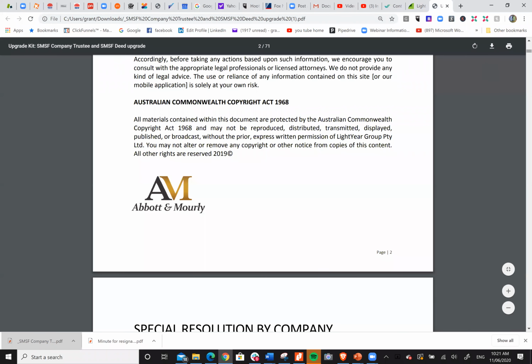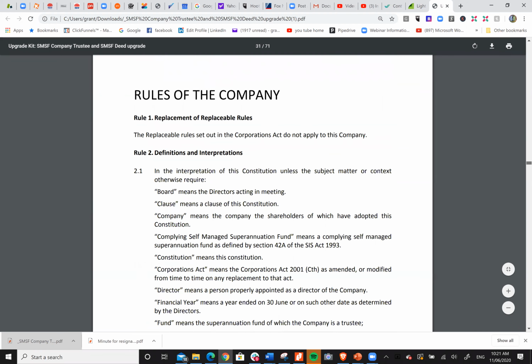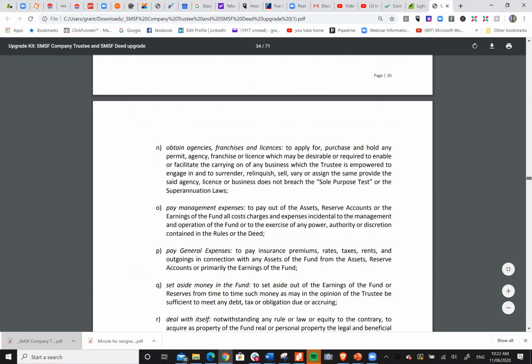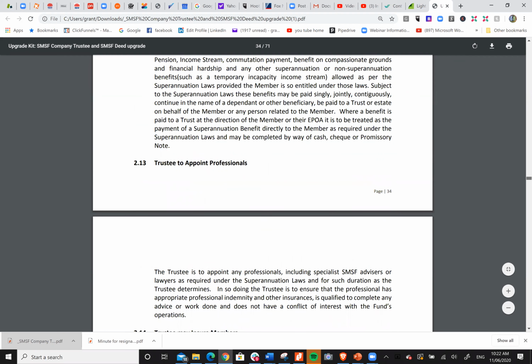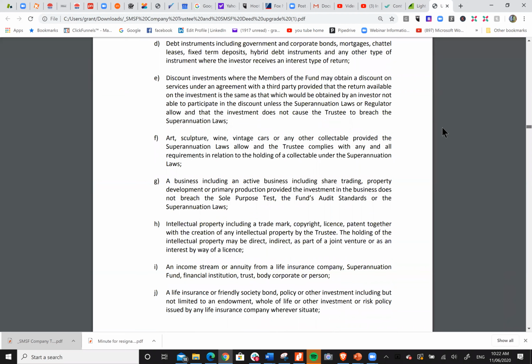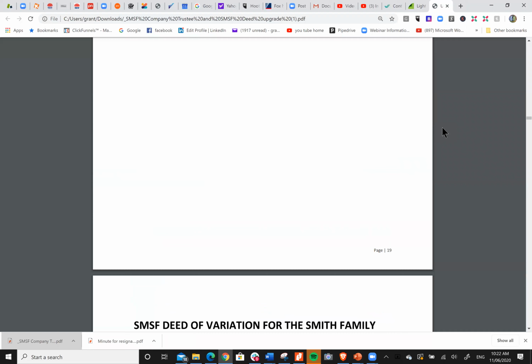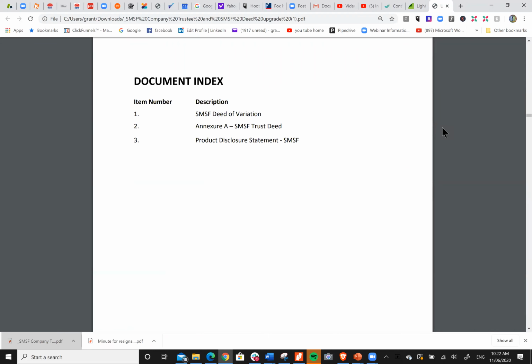I'm going to go down into the deed itself. So we've gone through the rules of the company here, and what I want to do is go down. Oops, sorry, here we go. We're going into the deed itself. So it's a pretty simple variation. Honestly, to vary the constitution and the deed takes no more than about 4 or 5 minutes.